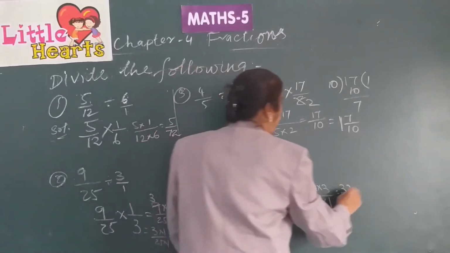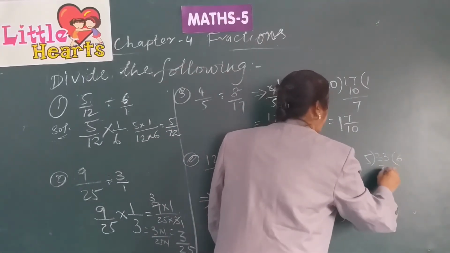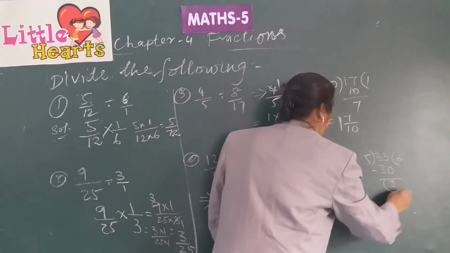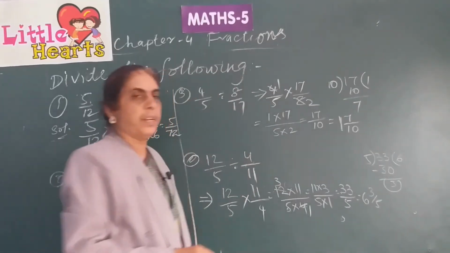As it is an improper fraction, change it to mixed. 5 sixes are 30, 33 minus 30 is 3. That is equal to 6 3 by 5 is the final answer.